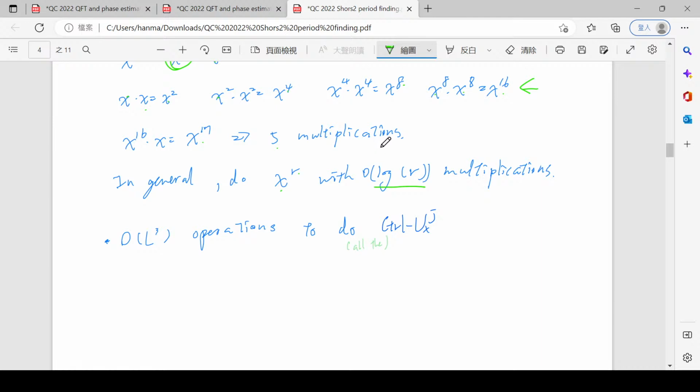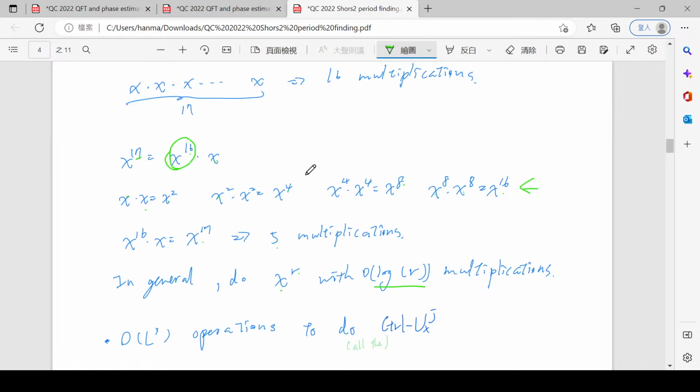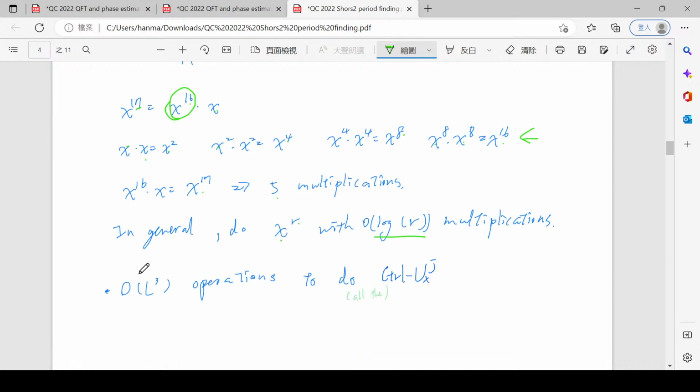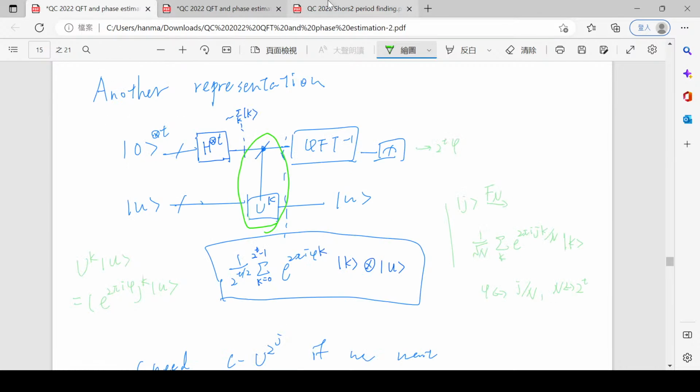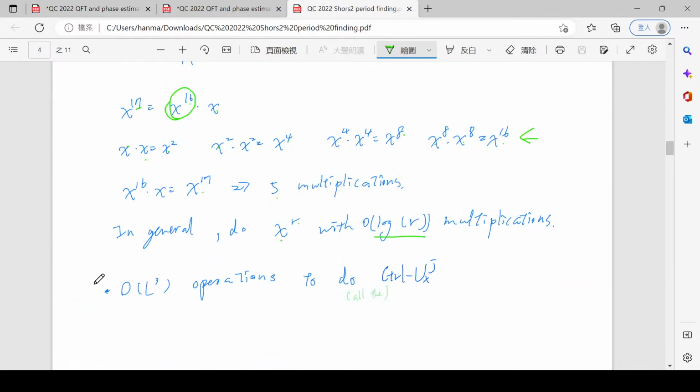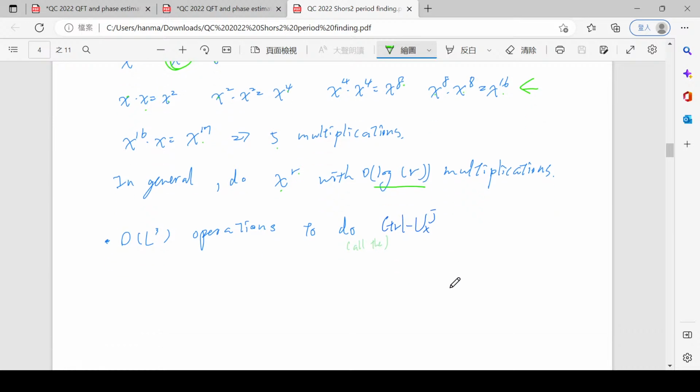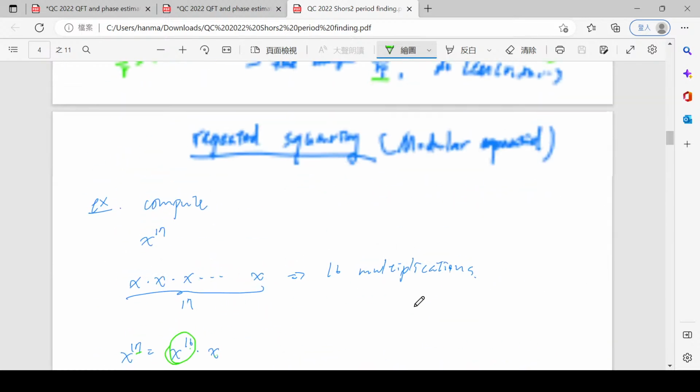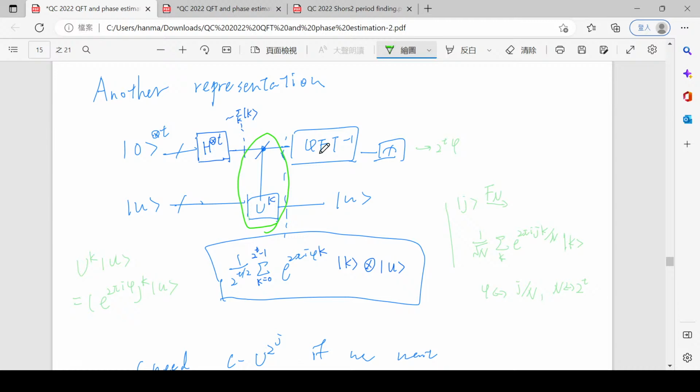I think it might be smaller, but anyway, it's going to be smaller than cube, because here we have linear, and there are other things you probably need, but it's going to be smaller than cube. Okay. So yeah, order L cube operations to do this part, and that's also the complexity of Shor's algorithm, order L cube. Okay. Question? No? Okay. So that's how we do this really fast.